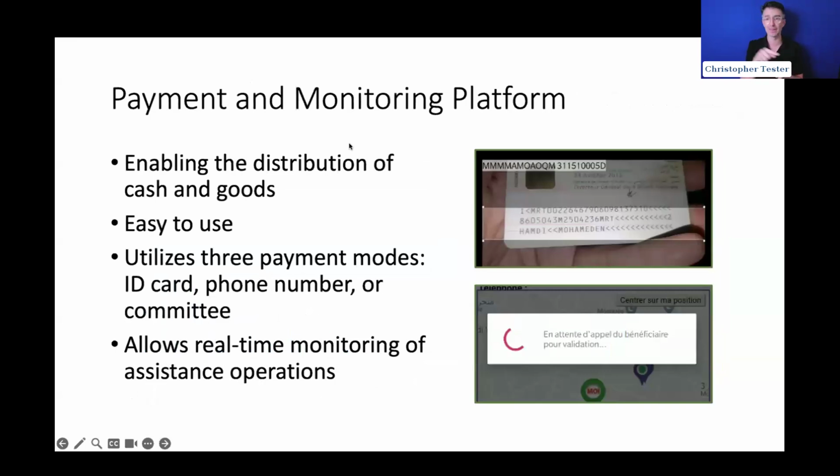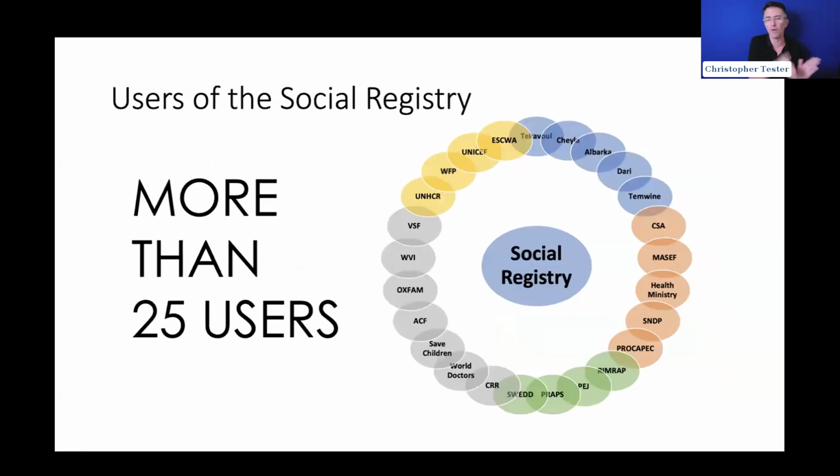Payment and monitoring platform. The social registry has developed over time an interesting platform to enable the distribution of cash and goods. It's easy to use. It utilizes three payment methods, either with ID card, phone number, or a town committee, and it allows real-time monitoring of assistance operations. Now the social registry has more than 25 users, government users, international organization users, and so on.